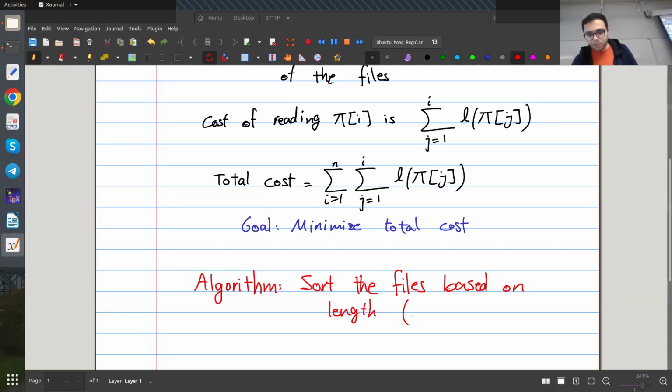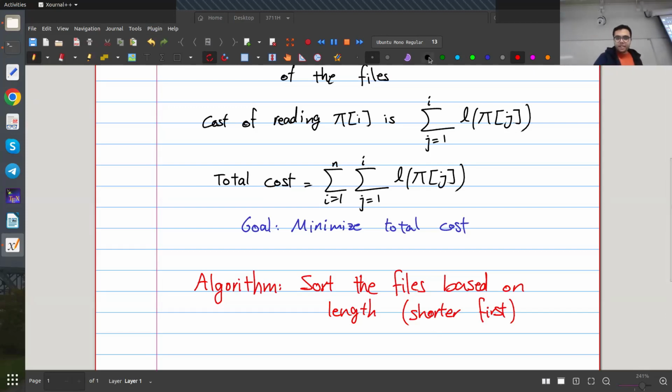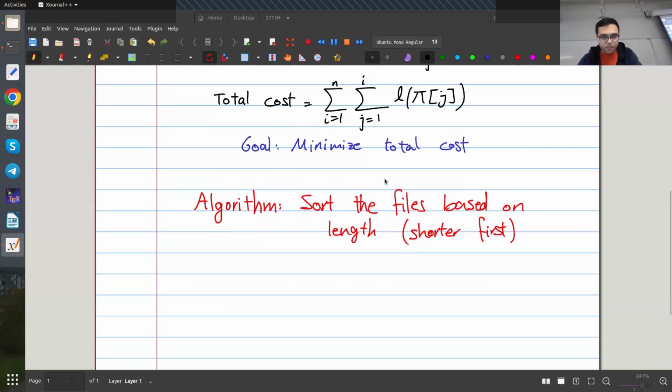And by this, I mean short files first. Now, why is this optimal? I actually kind of gave you the proof already, because I just said you can look how many times the length of every file is contributing to that sum. But here's a different proof. So this is the proof of correctness of my algorithm.